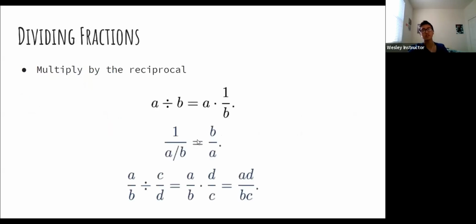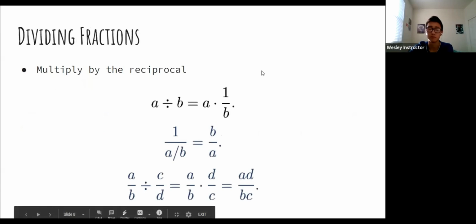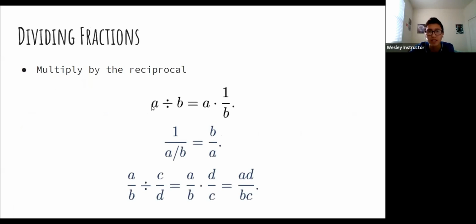So dividing fractions, this is also very easy. This is practically the same thing as multiplying fractions. So a divided by b, remember, multiply by the reciprocal. Dividing is like multiplying by the reciprocal. So a divided by b is a times 1 over b. And then 1 divided by the fraction a over b would become b over a. So this is really just 1 times b over a.